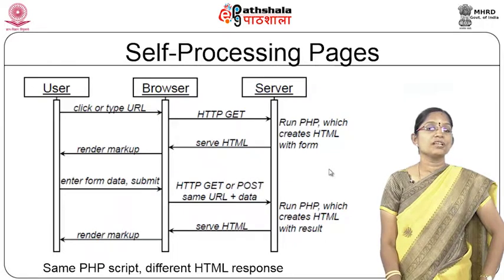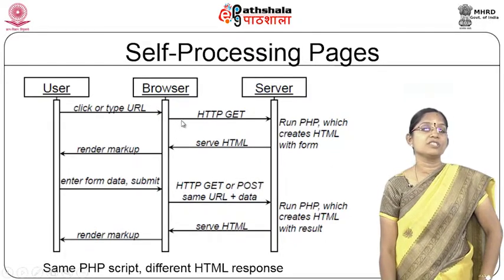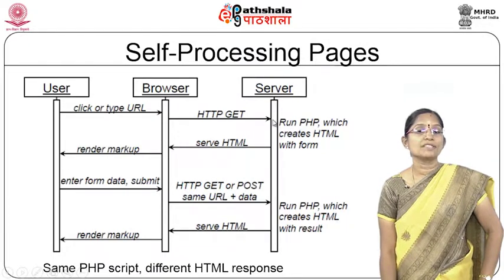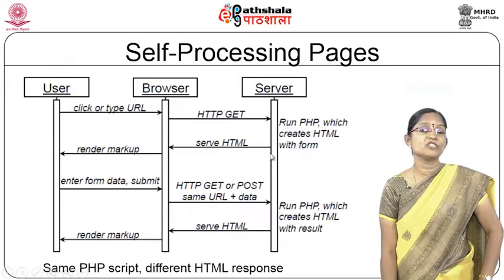The user always clicks or types the URL through the browser. The browser makes an HTTP GET request to the server. Now the server runs the PHP file, which creates the HTML file as an output, and this HTML is served from the server to the browser again. The browser renders all the HTML tags, that is the markup tags, and it displays the output to the user.